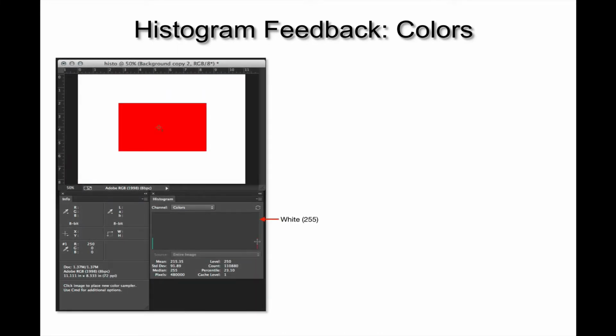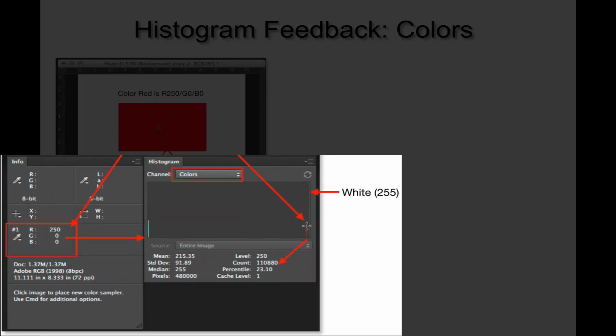Okay, I want to go over the histogram feedback in colors and what they represent. It's a little geeky, but it's important because once you understand what those colors represent, it'll really help you in terms of understanding the histogram and clipping. So I've made a very, very simple document here. I have a foreground color, which is red 250. So it's not completely set to the maximum red. And what you can see down below is that I have my cursor over that red line, and it tells me that I'm at 250 red, 0 green, 0 blue.